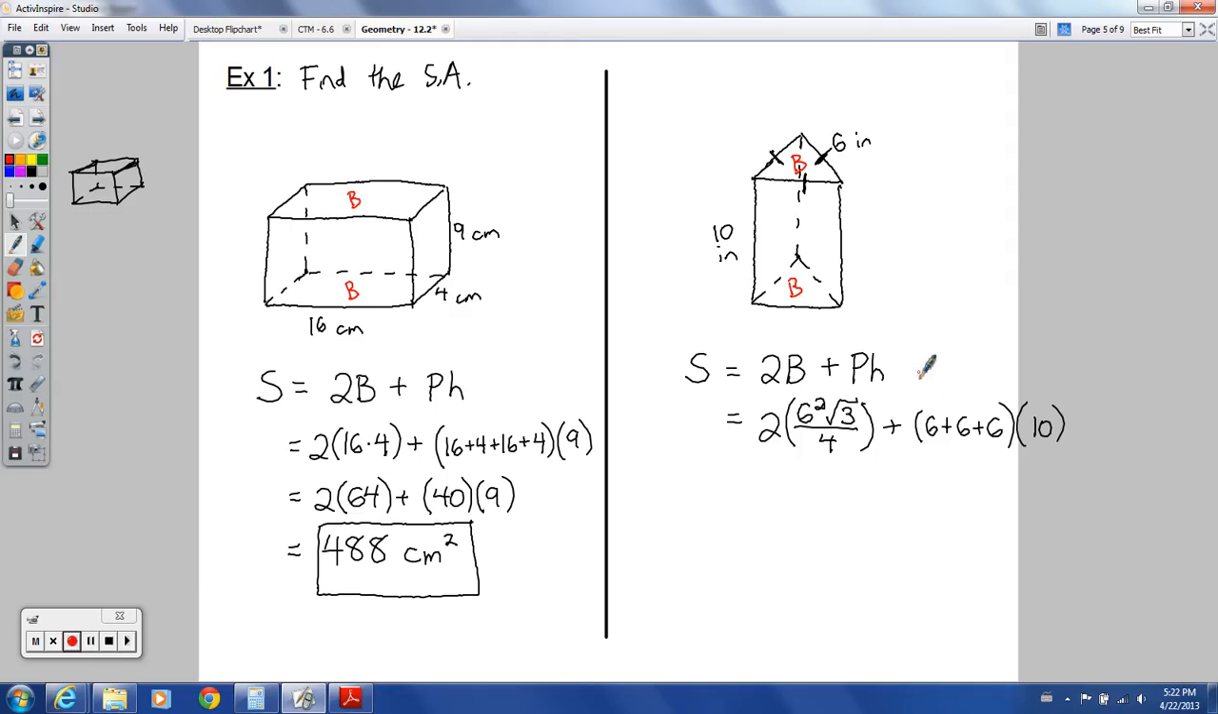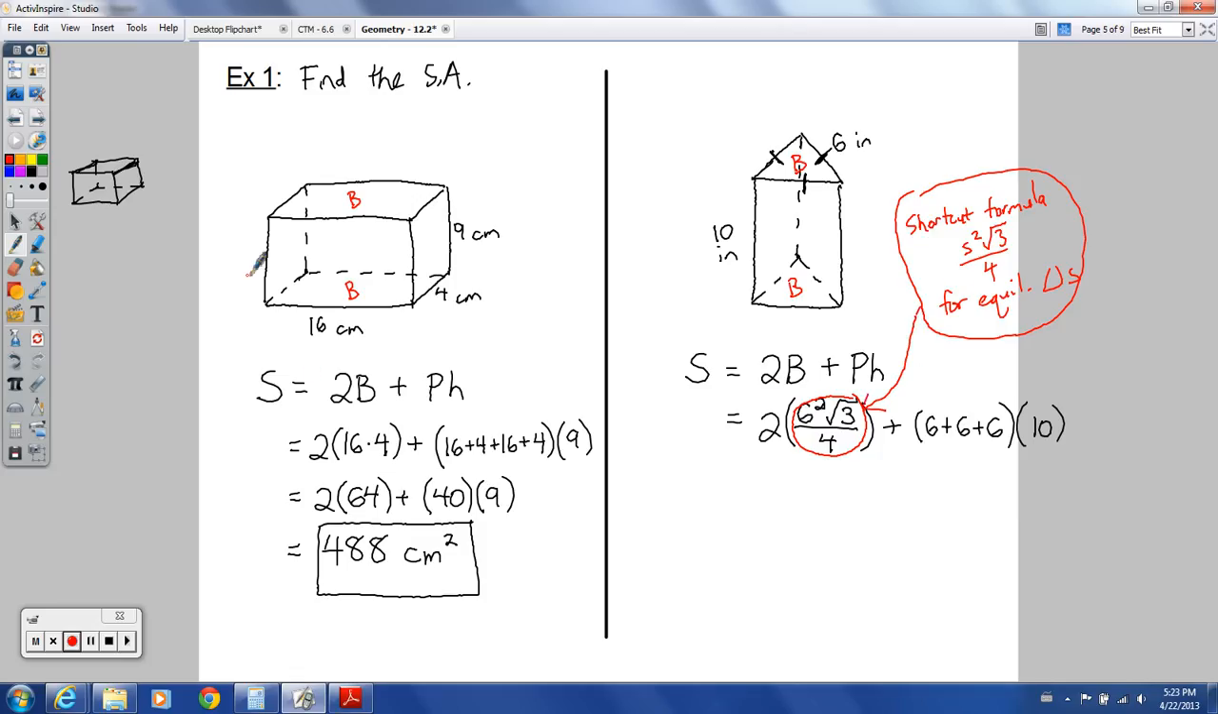Let's make a little note. I think this one was pretty straightforward, but where this came from right here, let's make a little note of that up here. This is the shortcut formula, s squared radical 3 over 4 for equilateral triangles. That's where that value came from right there.